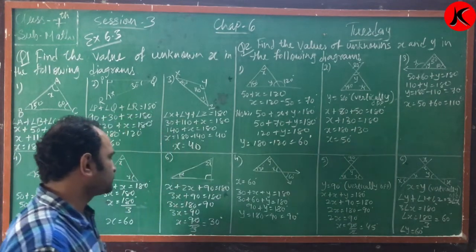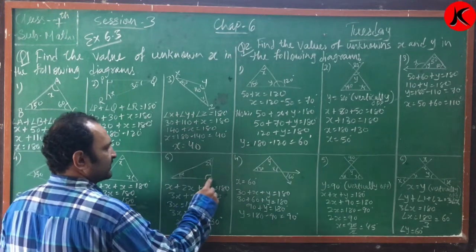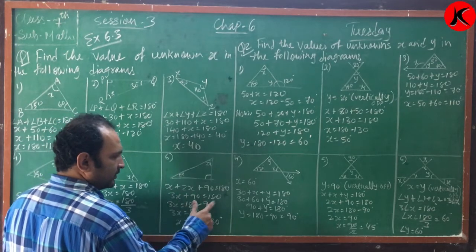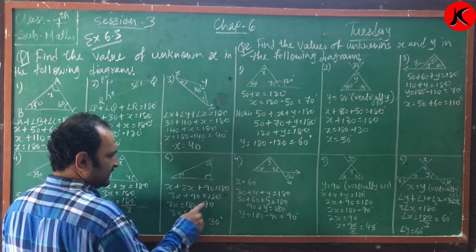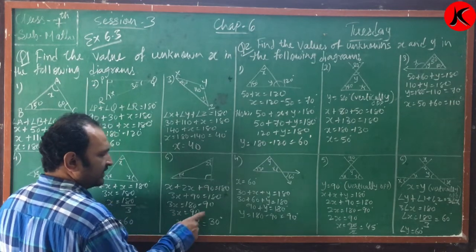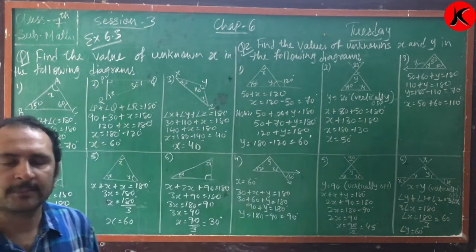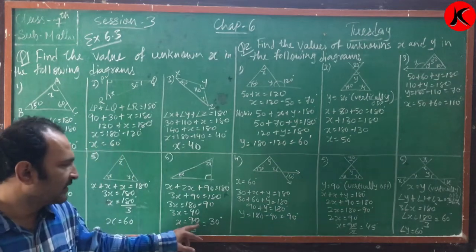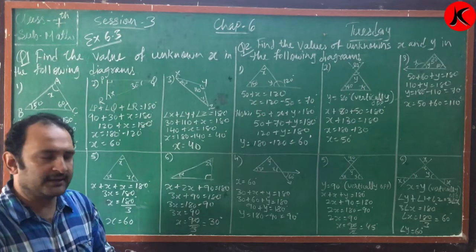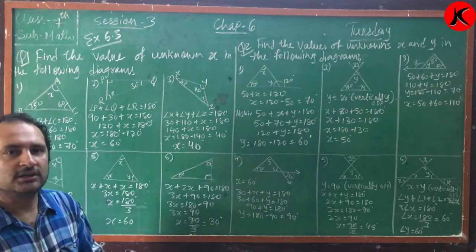Now here, x plus 2x plus 90 is equal to 180. x plus 2x is 3x, plus 90 is equal to 180. Shifting it, 180 minus 90 is 90. 3 multiplied by what gives 90? 3 times 30 is 90, isn't it, son. So 3x is 90, and 3 times 30 is 90. So x is equal to 30 degrees.